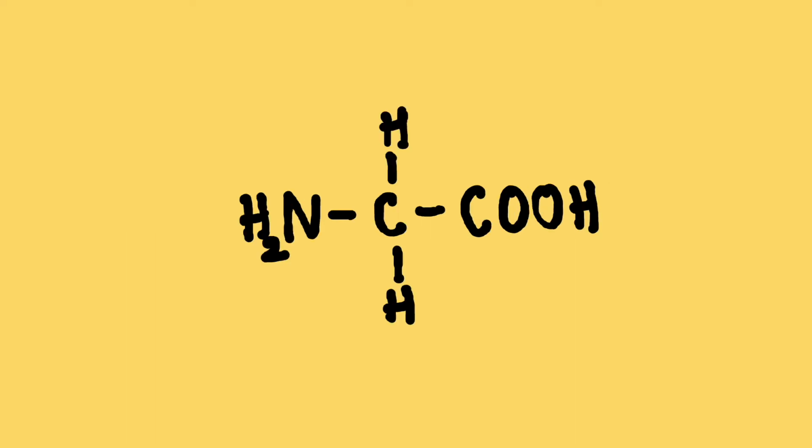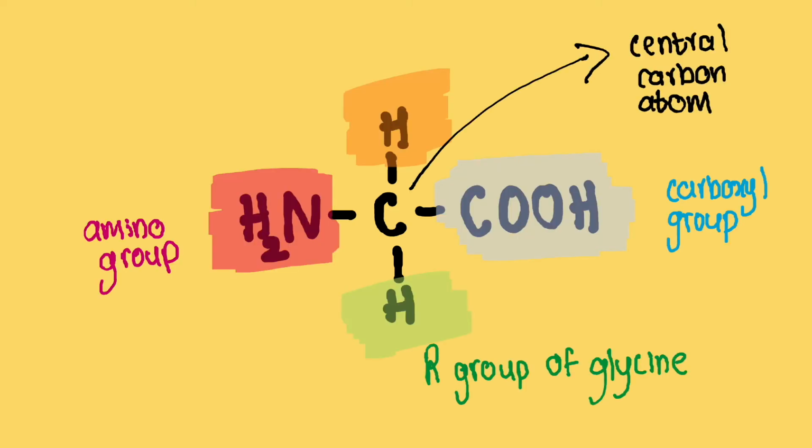Let's take glycine as an example. Glycine is a simple amino acid. The four groups that are attached to the central carbon atom of glycine are the amino group, the carboxyl group, and two hydrogen atoms. One of the hydrogen atoms is the R group for glycine, and the other hydrogen atom is found in all amino acids.